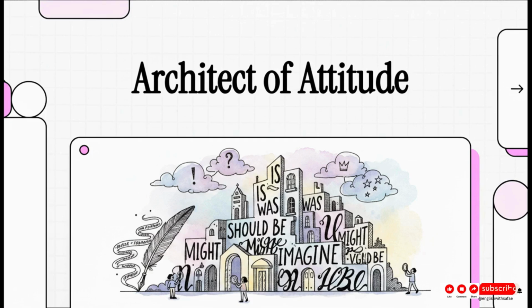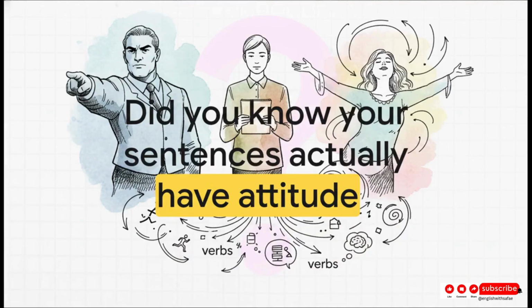Let's jump right in. So, did you know your sentences actually have an attitude? It's true. We usually just think of verbs as action words, right? Run, jump, think. But in reality, verbs carry distinct emotions. They can be bossy, they can be purely factual, or they can be totally grounded in wishful thinking. And the specific attitude you choose to express completely shifts the fundamental meaning of your sentence.